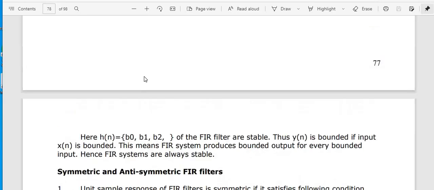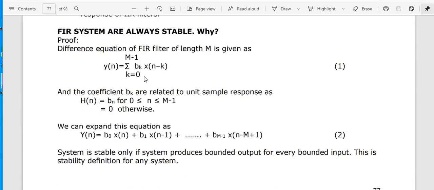Hence, proved. So what is the thing they asked to prove? Why FIR systems are stable? So what is the condition for its stability? There should be a bounded output and bounded input must be there. If we are getting this kind of thing, then we can say that is what? Stable. Next thing, the difference equation for FIR filters of length M is given by this formula.